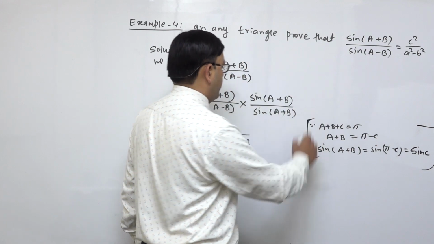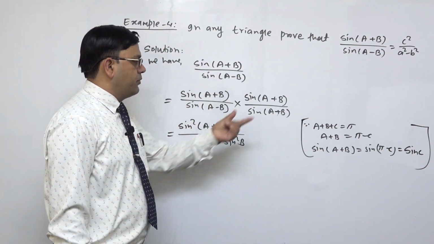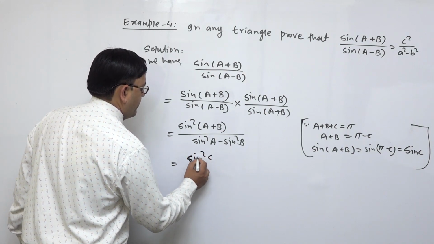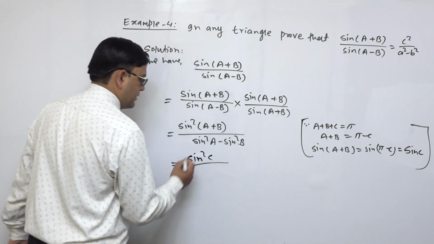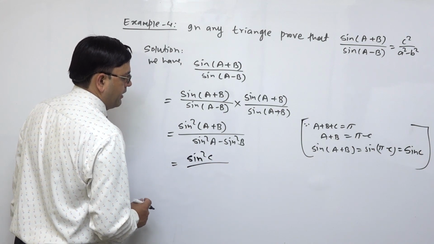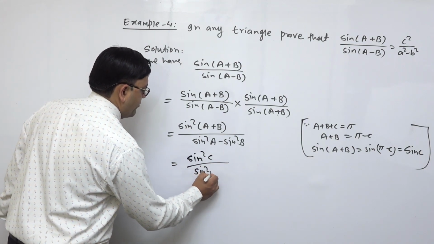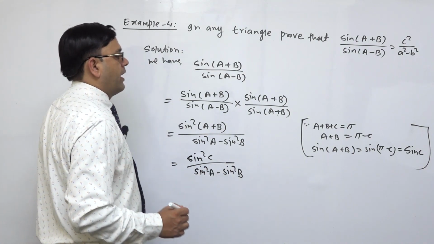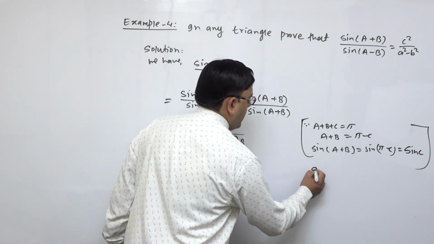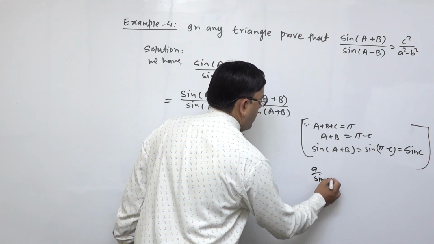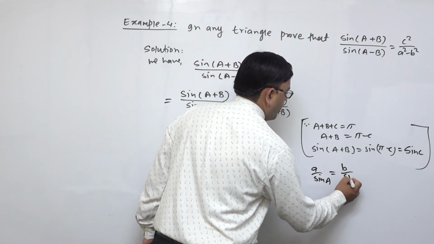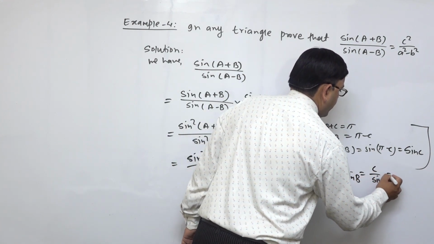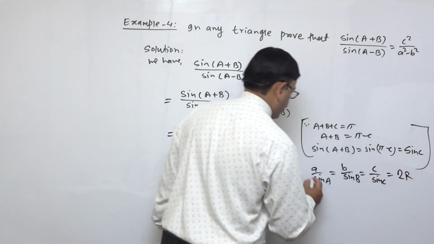So instead of sine A plus B, we can write sine C. So we can write sine square C by sine square A minus sine square B. And we know by sine law, a by sine A is equal to b by sine B is equal to c by sine C is equal to 2R. We know this.